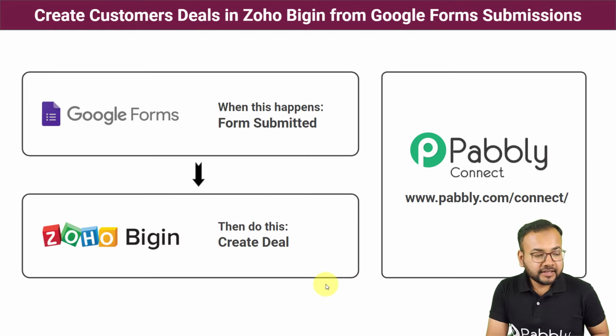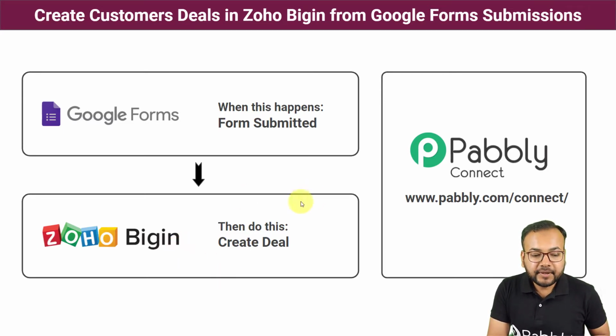So here we have taken the example of Google Forms to create a form. In place of this, you can use any other form building application as well. And here, as and when your customer fills and submits this form, a deal is created for that customer in Zoho Bigin application automatically. So you need not copy the data from the form submission and come here on Zoho Bigin and create a deal manually. So it will surely save a huge amount of time and manual effort.